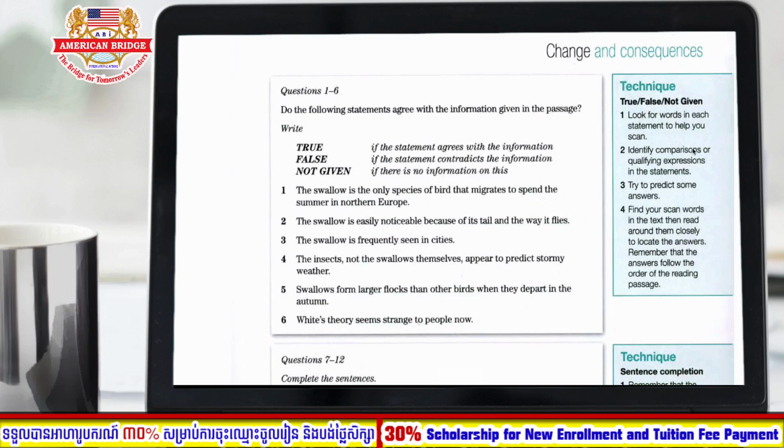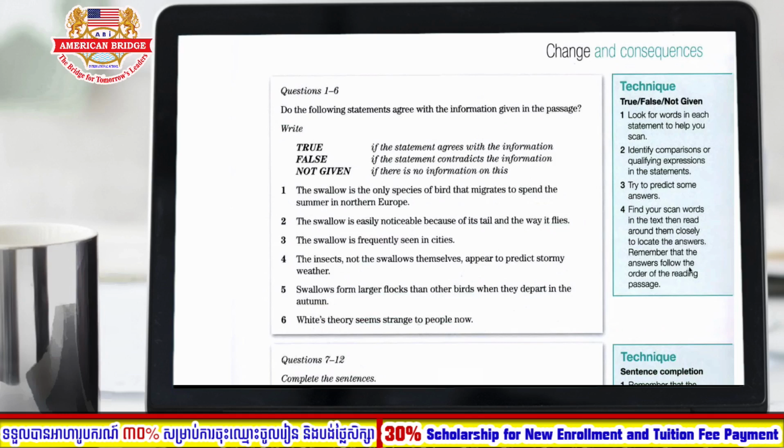And identify comparison or qualifying expressions in the statement. So look at the comparisons or the qualifying expressions, for example, very, absolutely, and so on and so forth. And number three, try to predict some answers. Last but not least, find your scanned word in the text, then read around them closely to locate the answer.